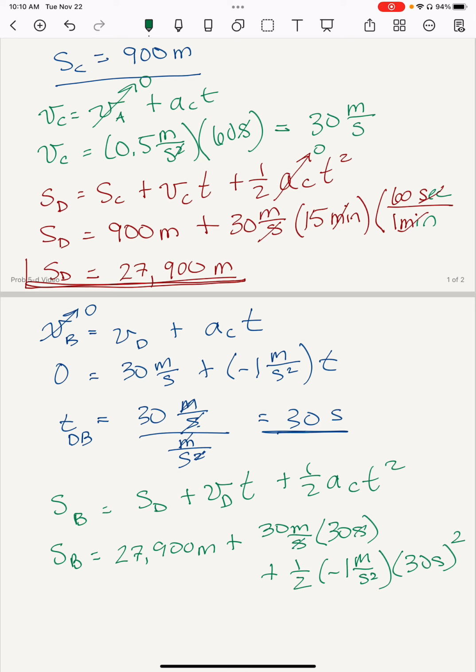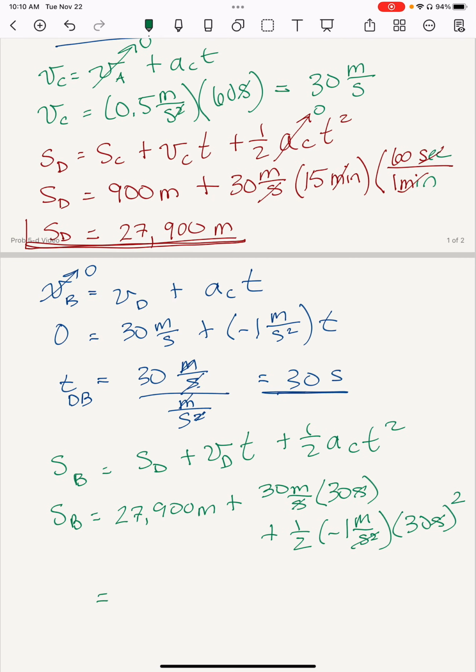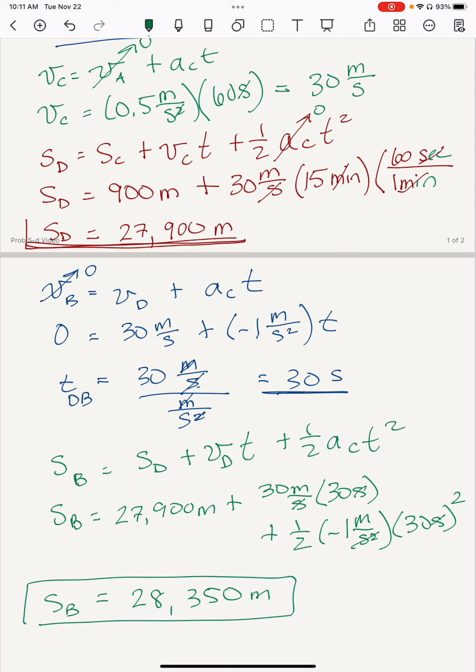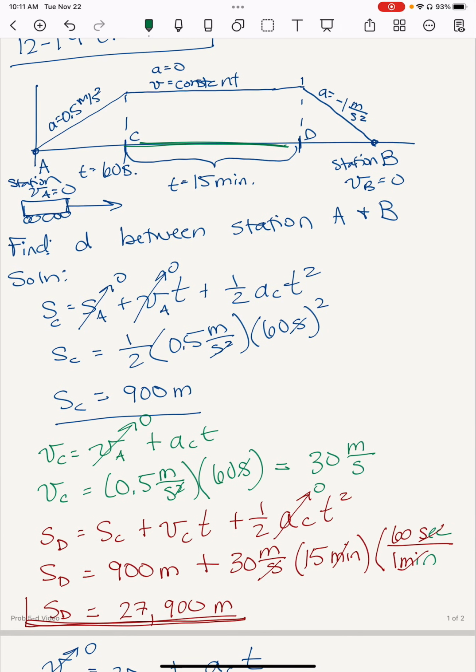So seconds cancel out, meters per second squared over seconds squared cancel out, so we just get meters. Entering it in my calculator, we end up getting 28,350 meters. So that's our answer for that one. So it's 28,350 meters to go from A all the way to B.